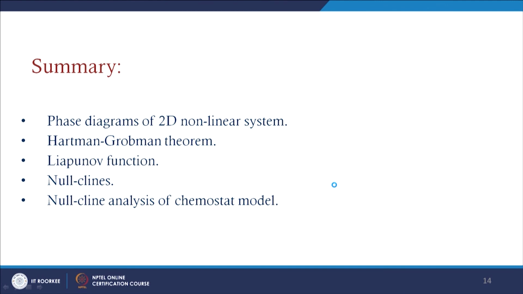So, in this lecture we have discussed phase diagrams of 2D nonlinear systems, then the Hartman-Grobman theorem, then the Lyapunov function, and null-clines. Null-clines means the analysis of different stable points whenever we have a 2D nonlinear system. And then finally, we have discussed these null-clines for the chemostat model.